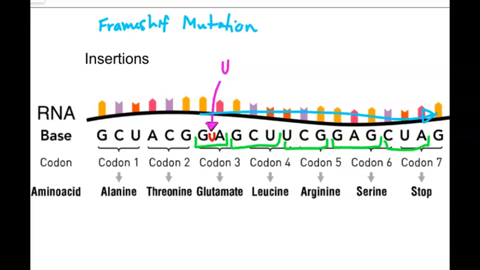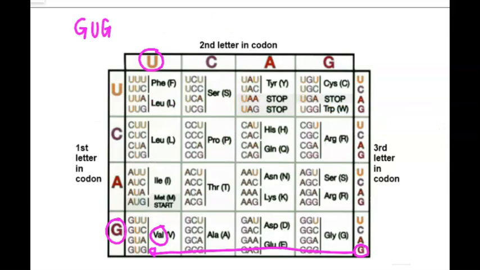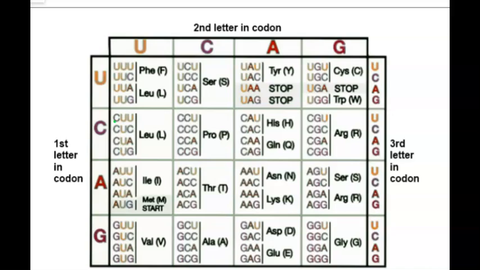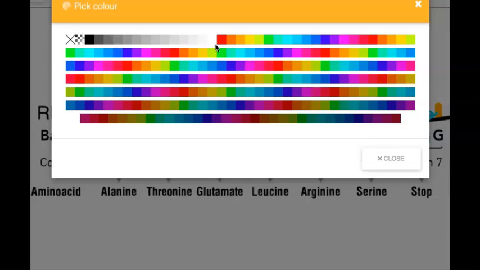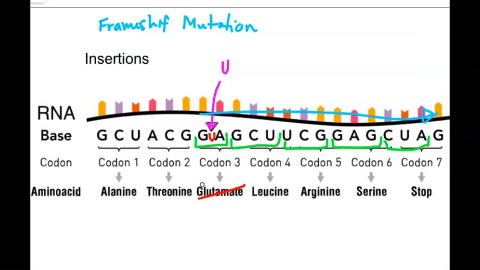So we already know that, okay, GUA is going to end up being what? Let's see. GUA. So G, U, and then we've got A. That is actually going to end up being valine. So let's go back there. This is no longer going to be glutamate. This is now valine, or VAL.